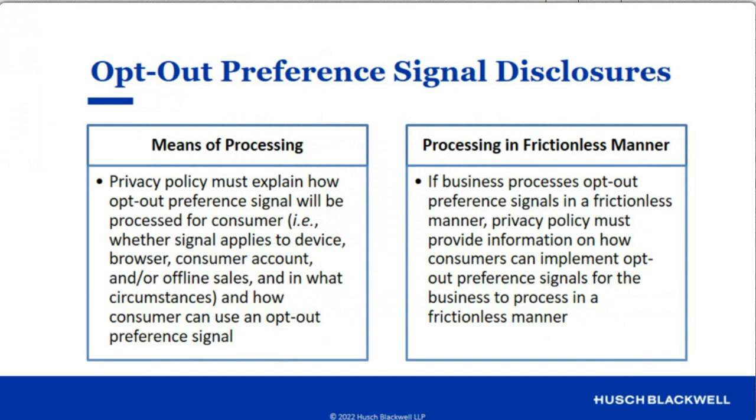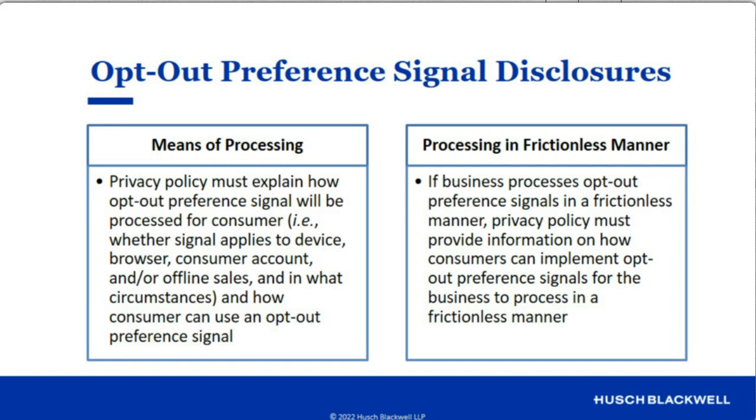So overall, there's been quite a bit of commentary on the opt-out preference signal requirements, and Dave's going to dive into this issue a little later on. But for purposes of the privacy policy, it's important to note that the regulations now require these specific disclosures in the privacy policy under where you would place the data subject rights section in your privacy policy. So the regulations require the privacy policy to provide an explanation of how an opt-out preference signal will be processed, including whether that signal applies to a device, a browser, a consumer account, or an offline sale, and then also how a consumer can use an opt-out preference signal. And then if the business processes opt-out preference signals in a frictionless manner, the privacy policy must also provide information on how a consumer can implement that opt-out preference signal. Again, Dave's going to dive into this and what frictionless manner means in a little bit, but those are the main requirements for the privacy policy disclosures.